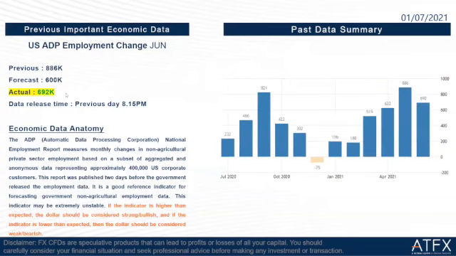The next one is USD ADP employment change. The previous is 886k, forecast is 600k, and the actual is 692k. So the actual is slightly higher than the forecast. The US dollar should be considered strong or bullish.